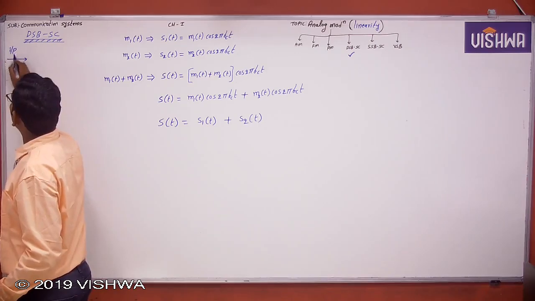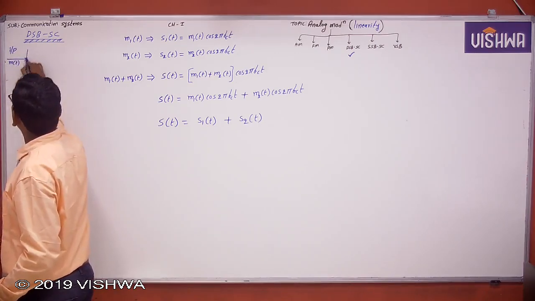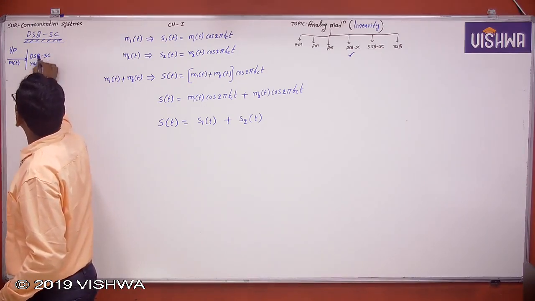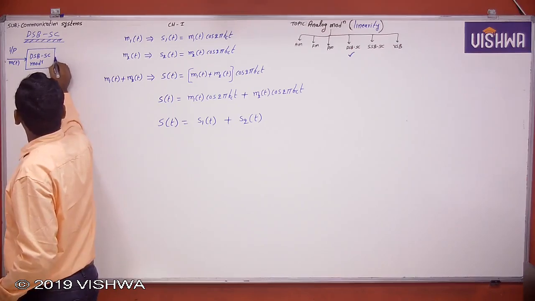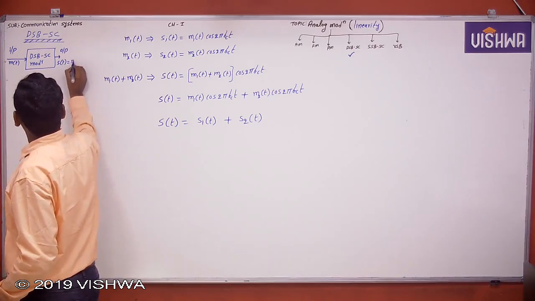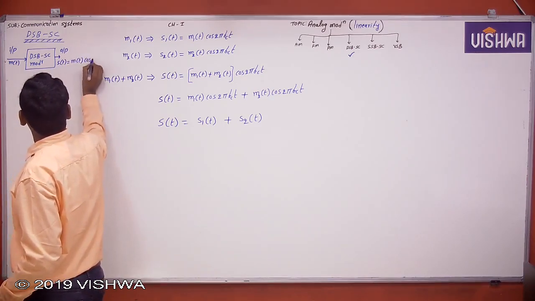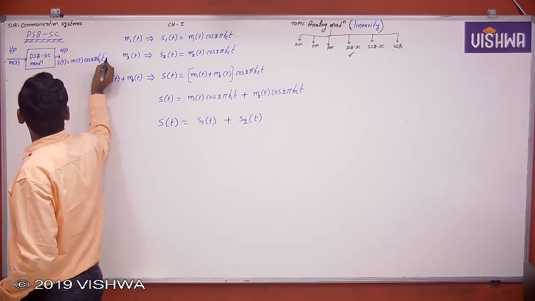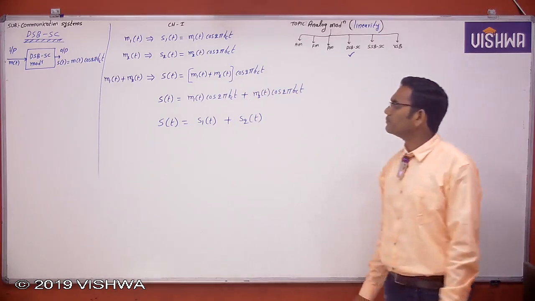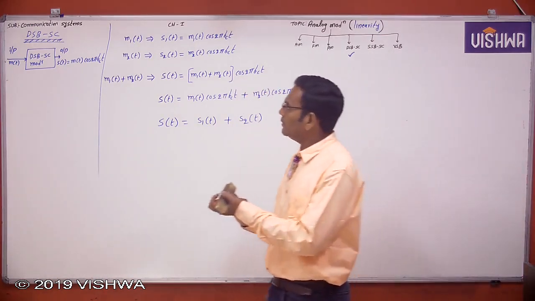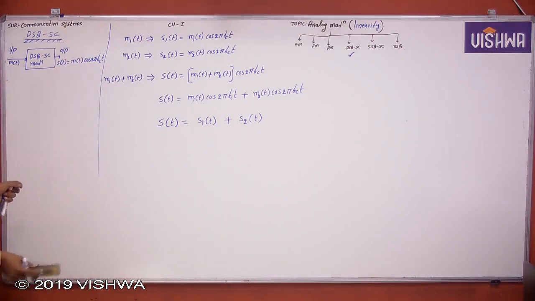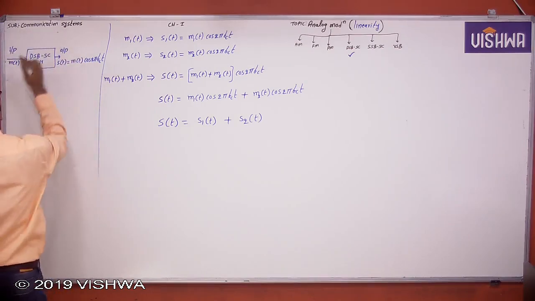This is input m of t. Now this is the DSB-SC modulator. Output, which is equal to s of t, which is equal to m of t into cos 2 pi fct. And therefore this is the linear property. Now I'll check with FM. Clear or not? Now we'll verify with FM.